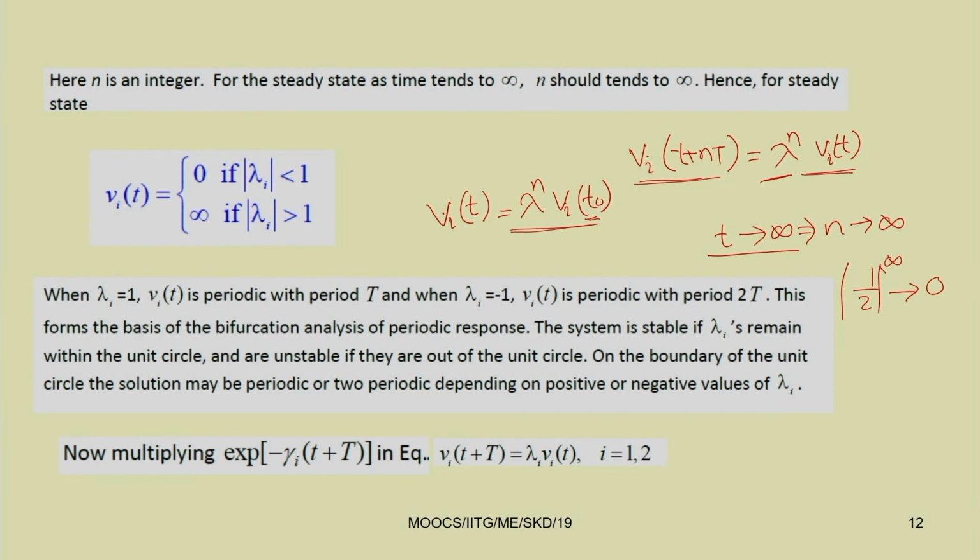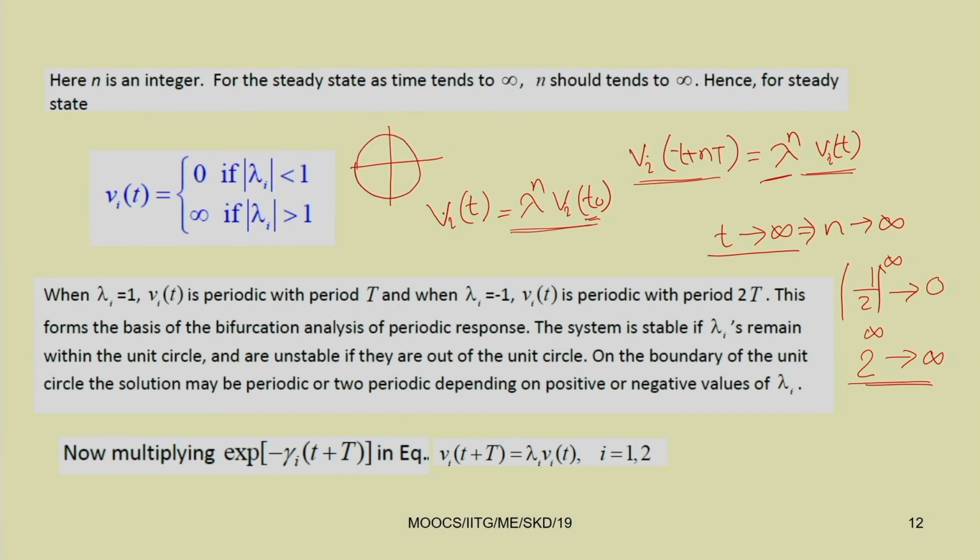So, you just see if lambda is greater than 1, for example, let us take 2. So, 2 to the power infinite will tend to infinity. The response will be unbounded, that is the response will be unstable, or the system will be unstable. So, for |lambda_i|, we can draw a unit circle, and in this unit circle, this is 1.